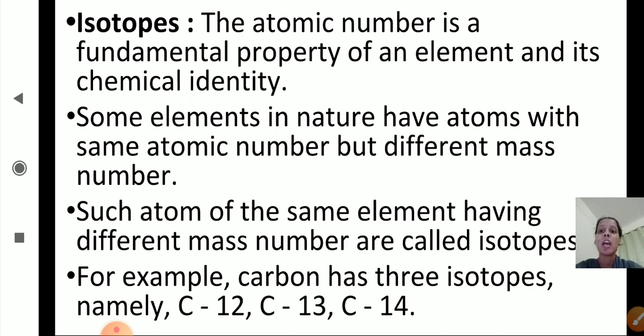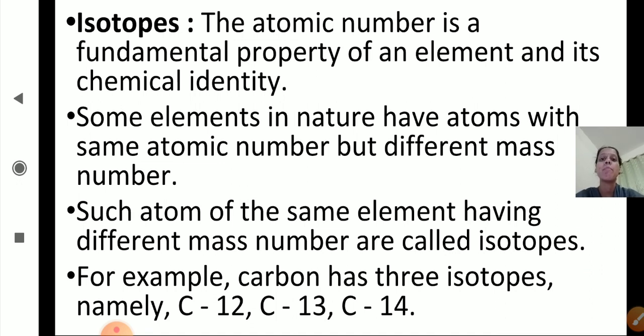For example, carbon has 3 isotopes, that is C12, C13 and C14. I hope you are clear with the concept of isotopes. Isotopes means what? Elements having different mass numbers and the same atomic number. Same atomic number but different mass number, so they are called isotopes. We have seen the example of carbon, which has 3 isotopes: C12, C13 and C14.